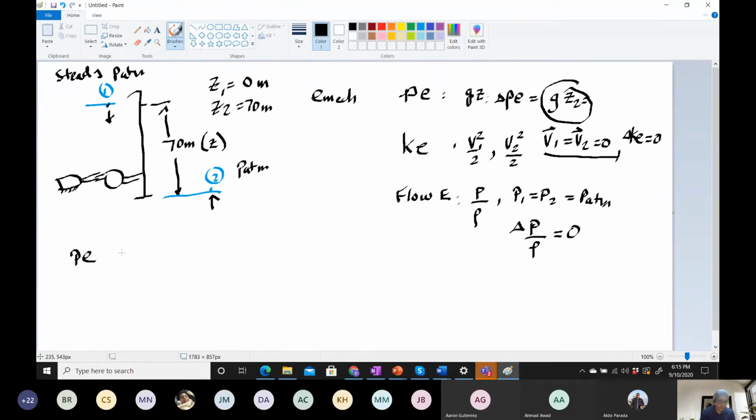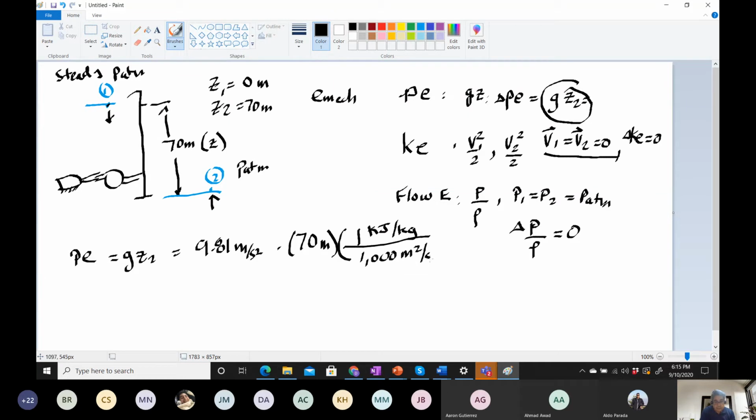So the change in potential energy is equal to g times z2, which is equal to 9.81 meters per second squared times 70 meters. This is going to give you units of basically meters squared per second squared. We want units of kilojoules, so we have to multiply. We know that 1 kilojoule per kilogram is equal to 1,000 meters squared per second squared.